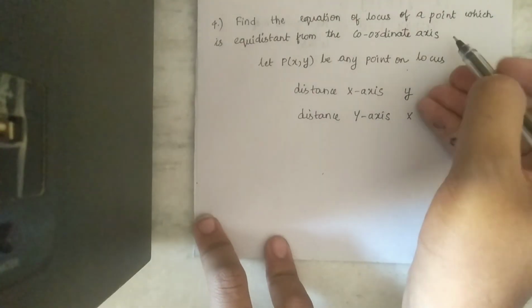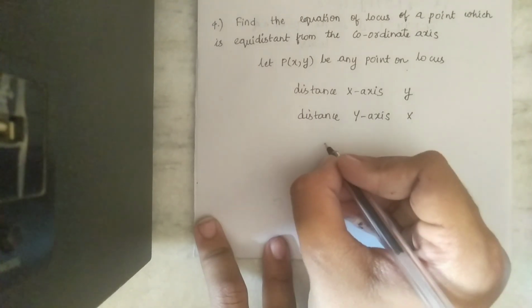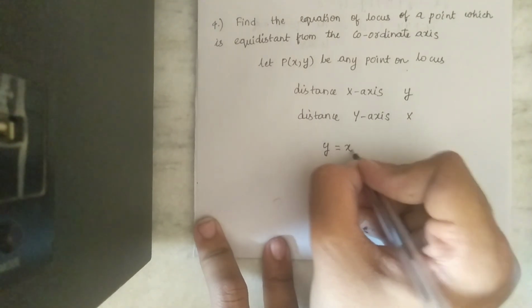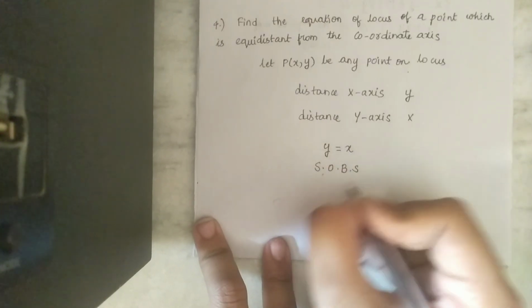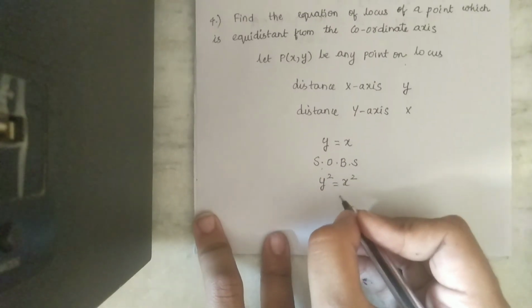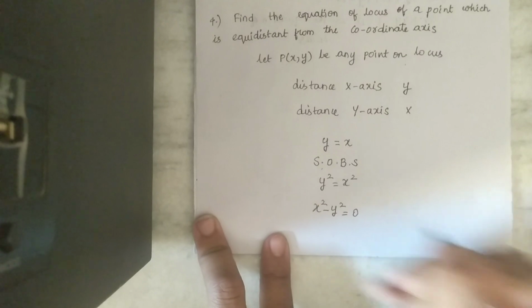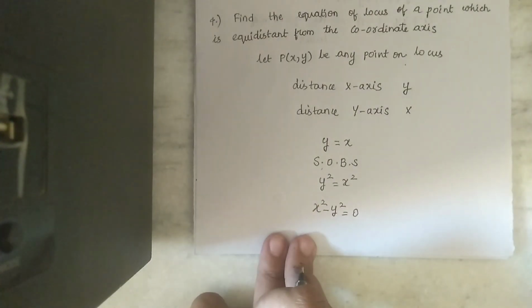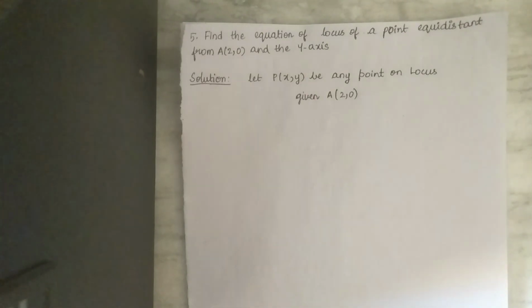So in the question it is given that it is equidistant. That means they are equal. So y is equal to x. So here after applying squaring on both sides, we will get y square is equal to x square. So x square minus y square is equal to 0. So this is the required equation of locus. This is the fifth question in the exercise.